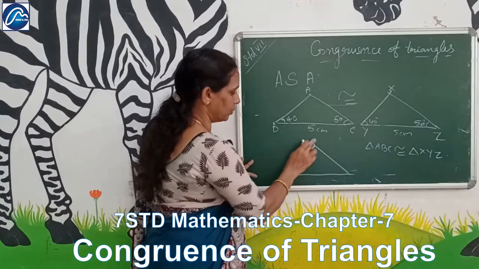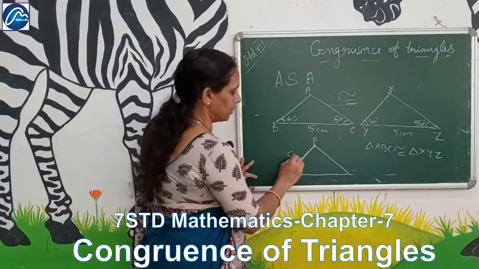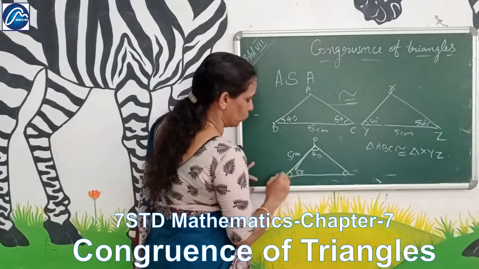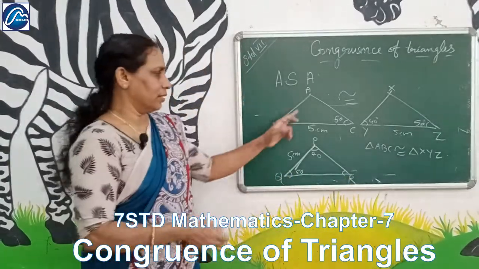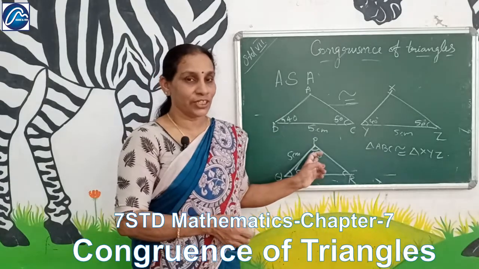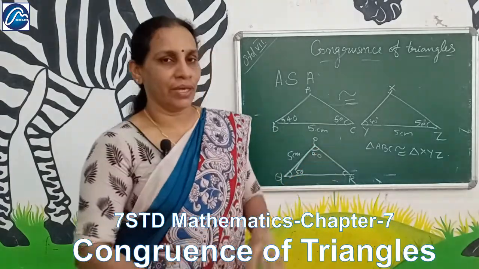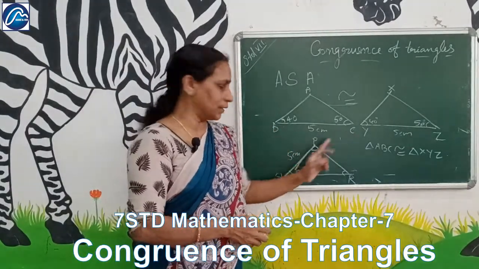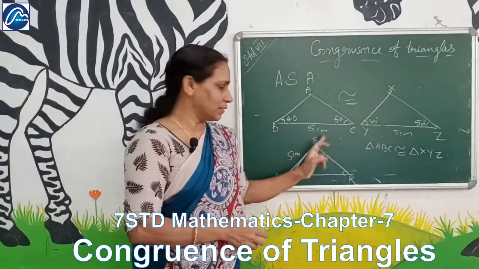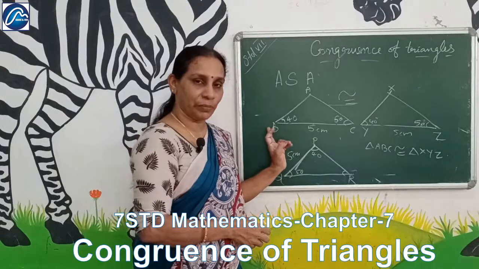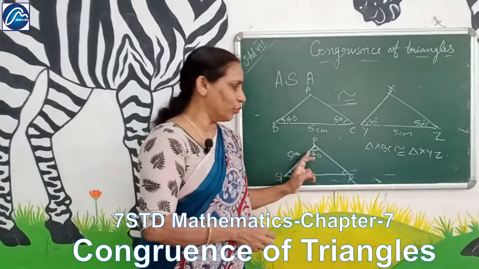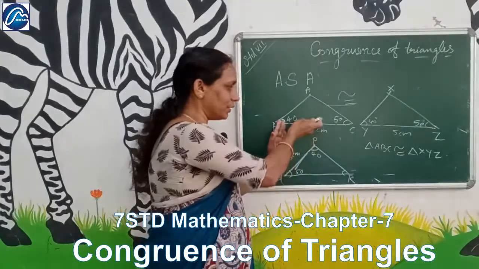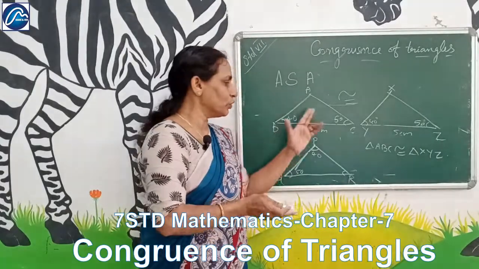I'll draw one more picture here. It's P, 5 centimeter, 40, 50, and this is Q, this is R. Can you tell these two triangles are congruent? Yes or no? Yes. Look at the same side: BC corresponds to PQ. At the end of B there is 40, and at the end of P also 40. At the end of C, 50, and at the end of Q also 50. So these are congruent.